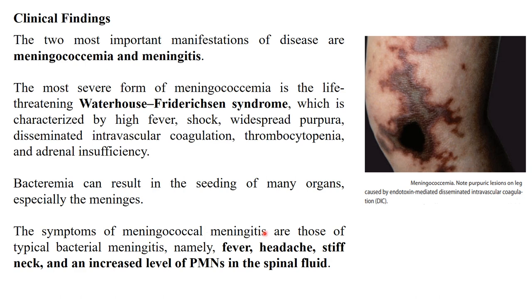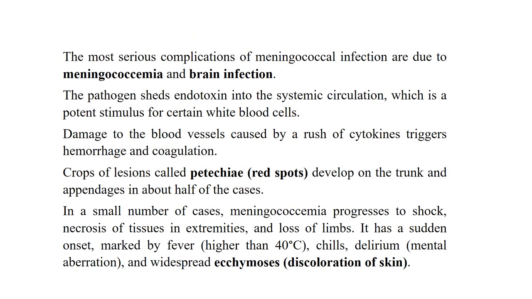The symptoms of meningococcal meningitis are those of typical bacterial meningitis, namely fever, headache, stiff neck, and increased levels of polymorphonuclear neutrophils in the spinal fluid. The most serious complications of meningococcal infections are due to meningococcemia and brain infection. The pathogen sheds endotoxin into the systemic circulation, which is a potent stimulus for certain white blood cells. Damage to the blood vessels caused by the rush of cytokines triggers hemorrhage and coagulation. Crops of lesions called petechiae develop on the trunk and appendages in about half of the cases. In a small number of cases, meningococcemia progresses to shock, necrosis of tissue in extremities, and loss of limbs.